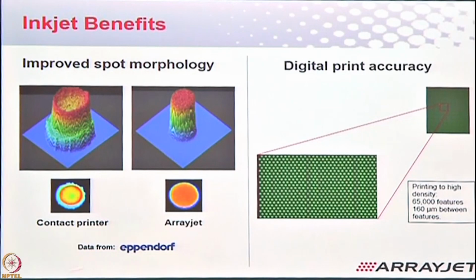And this is what people have, obviously this is coming from Eppendorf, and we all know Eppendorf. This is the results they got with their contact spin spotter, where it took them maybe a week to do this or maybe 2 weeks to do this.